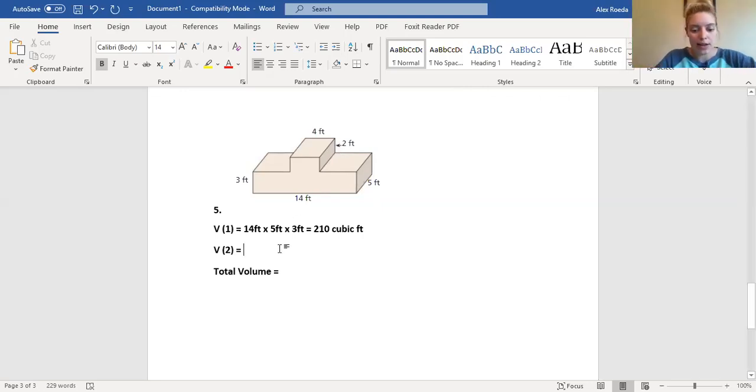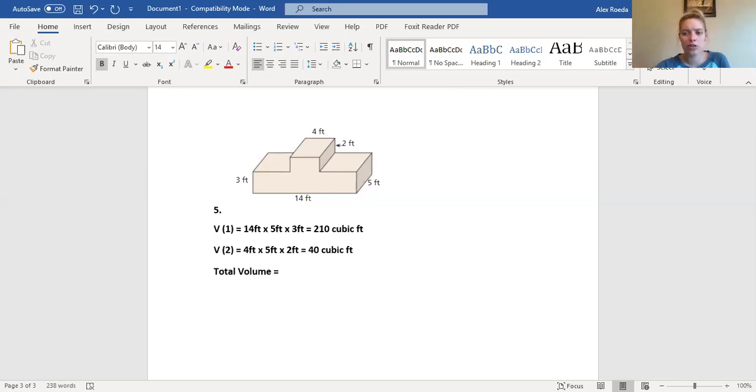So my length, let's fill it in. I have 4 feet times my width, which I just found out is going to be 5 feet, times my height, which is 2 feet. Now, just like I've been doing, length times width times height to find that volume. 4 times 5 is 20. 20 times 2 is going to be 40. So that smaller prism is going to be 40 cubic feet.